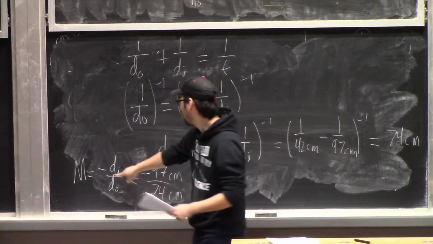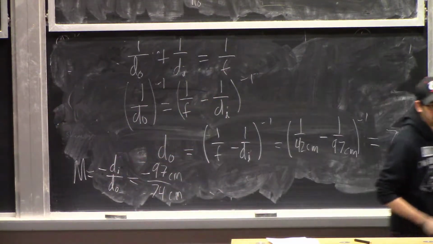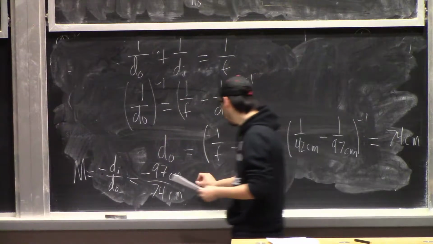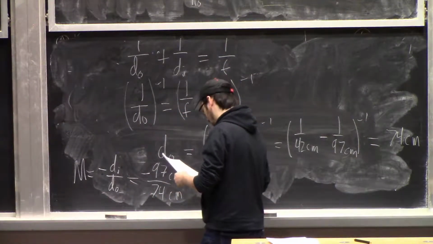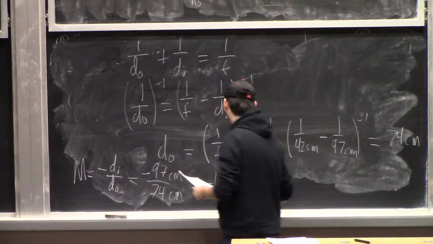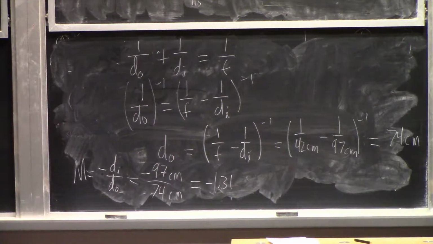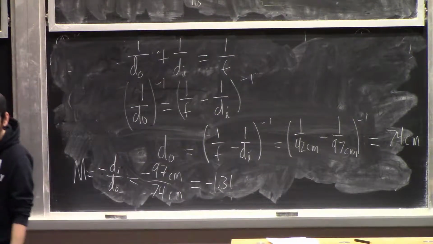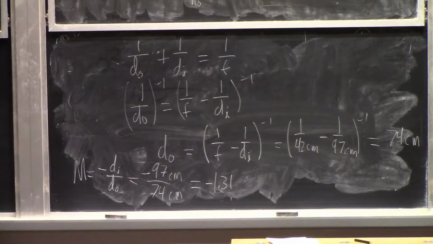And very important, there's a negative sign here. Okay? And we'll see what this negative sign means in a moment. But this gives us an answer of negative 1.31. Okay? Now let's talk about what the meaning of the negative sign is and what some different scenarios we can have for the magnification are. So if I have a positive magnification, what does that mean?